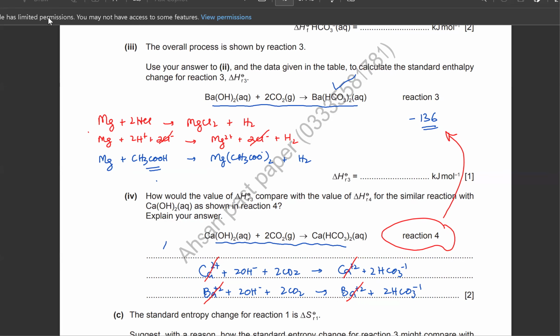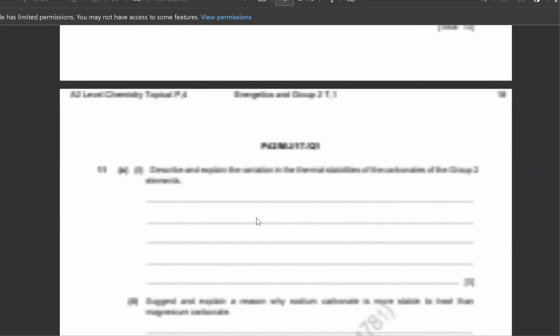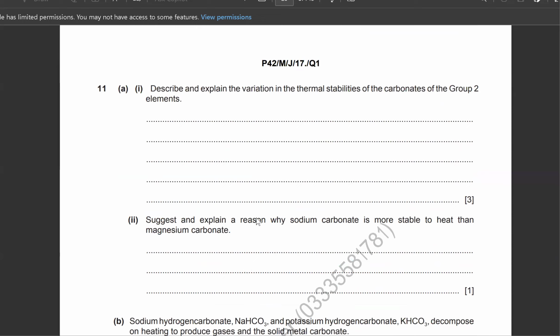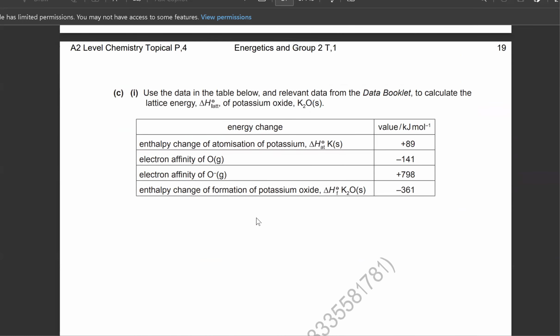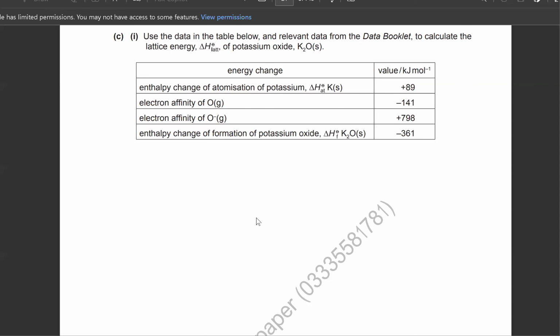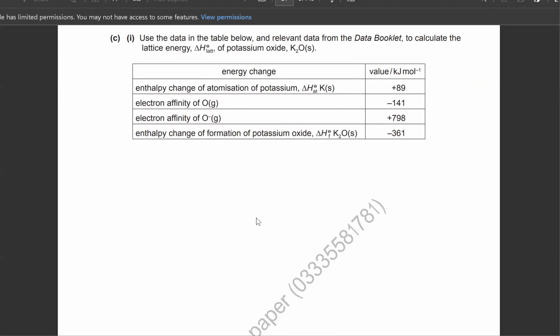So next one. Thermal stabilities we're not going to do right now. Yeah, this one. Okay, we've got a Born-Haber cycle question. So we're going to construct a Born-Haber cycle and we're going to try and figure out potassium oxide. Okay, this is probably going to be the last. We'll just do a couple more questions and we'll start with electrochemistry.